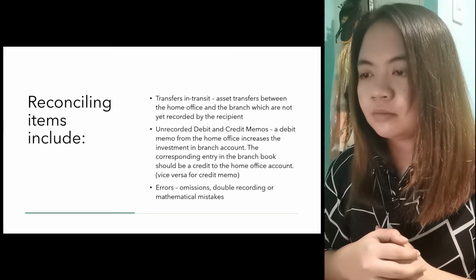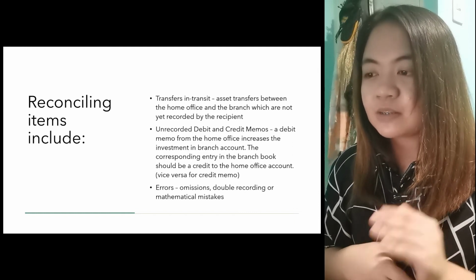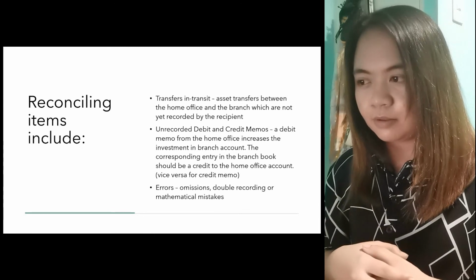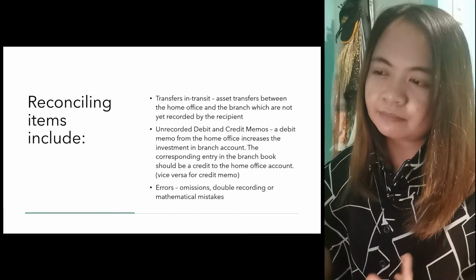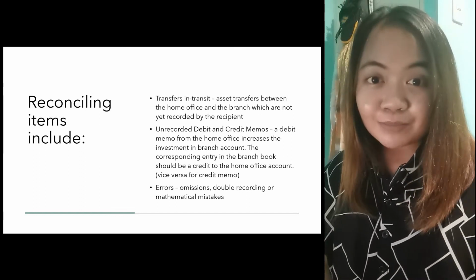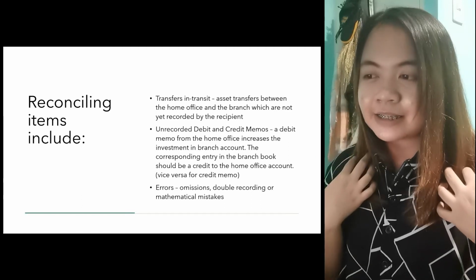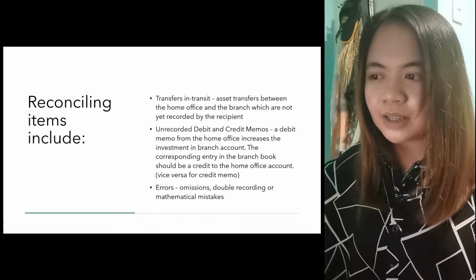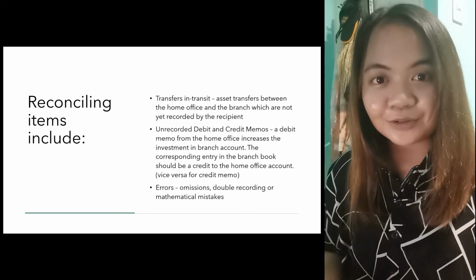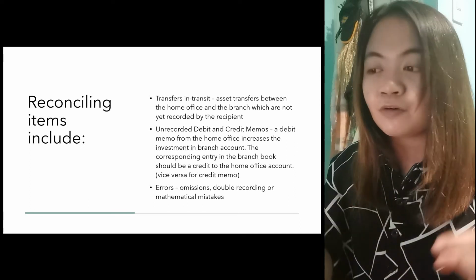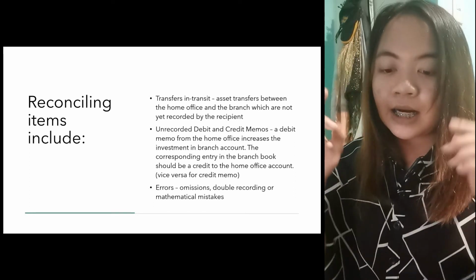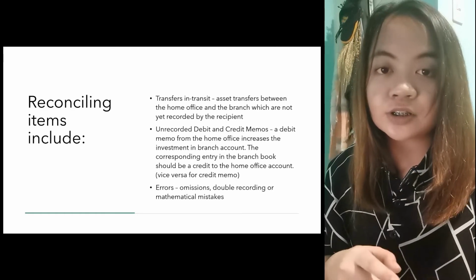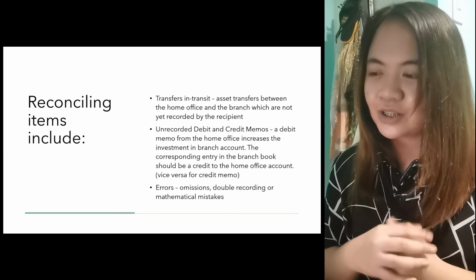We have unrecorded debit and credit memos. A debit memo from the home office increases the investment in branch. The corresponding entry in the branch book should be a credit to the home office account, and vice versa for the credit memo. Pag sinabing debit memo from the home office, debit memo sa home office, kasi sa kanila nag-i-increase yung investment in branch account kapag dinedebit. Pag naka-receive si branch ng debit memo, mag-i-increase yung equity home office account. Pag naman nakatanggap ng credit memo from the home office, deduction yon, kasi ang isipin mo, investment in branch pag naka-credit, deduction. There is a corresponding deduction sa equity home office sa branch books.